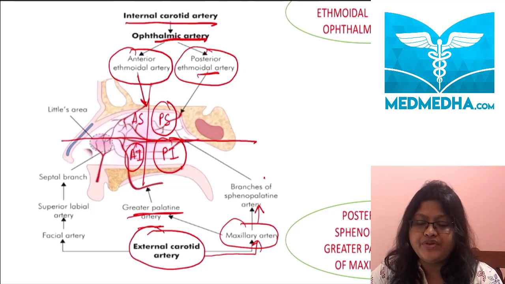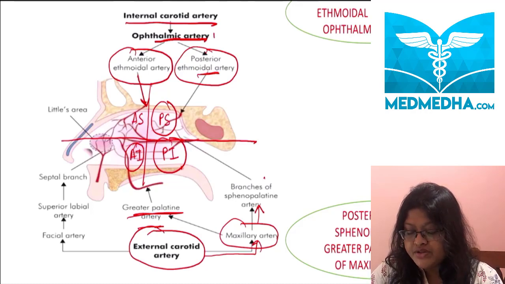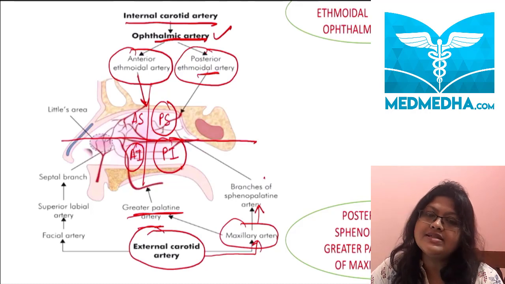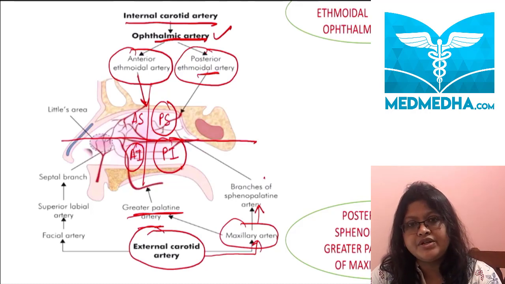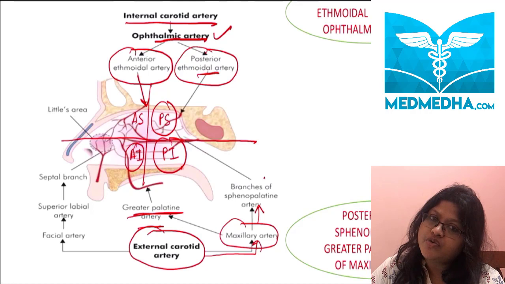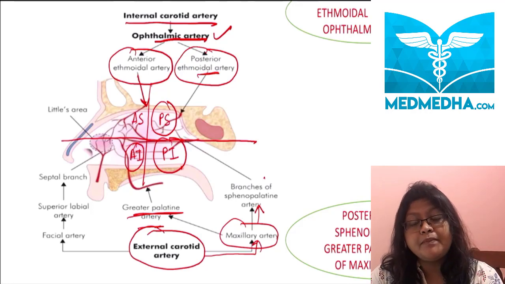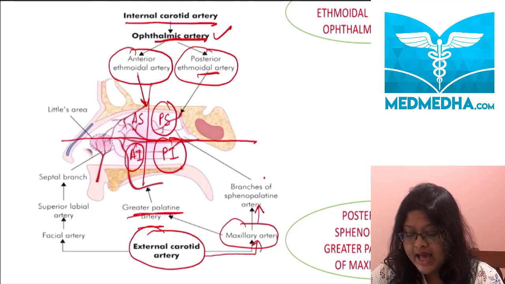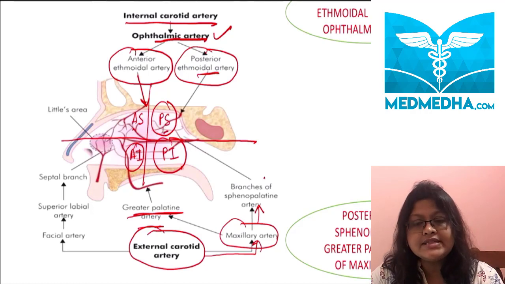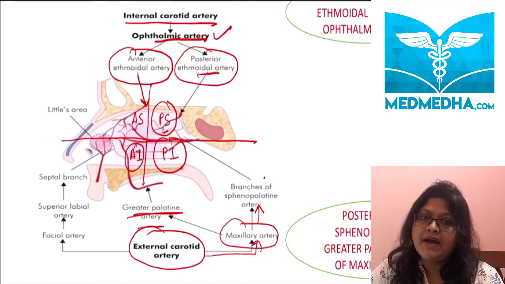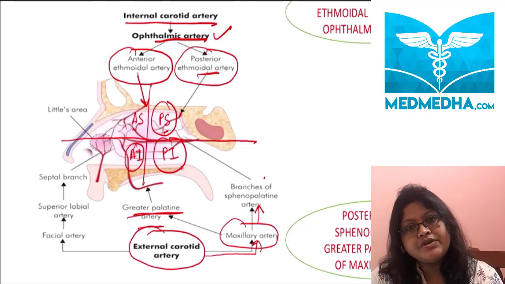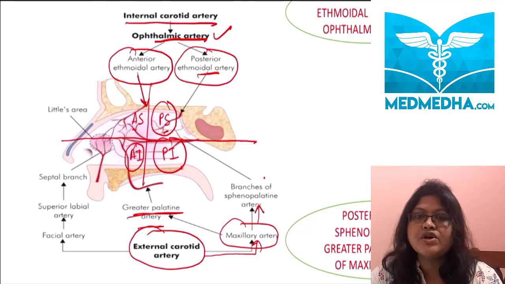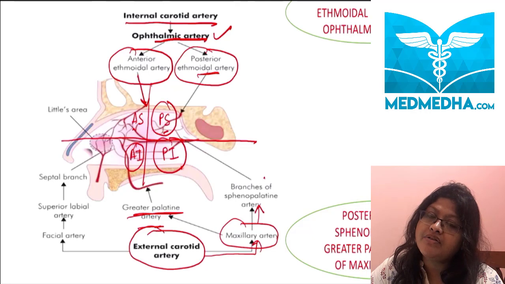And above the antero-inferior and posterior-inferior parts will be branches of ophthalmic artery, that is anterior ethmoidal and posterior ethmoidal, supplying the anterosuperior part and posterosuperior part. So the anterosuperior part and the posterosuperior part are supplied by the anterior ethmoidal and posterior ethmoidal artery respectively, which are branches of the ophthalmic artery, branch of internal carotid artery.